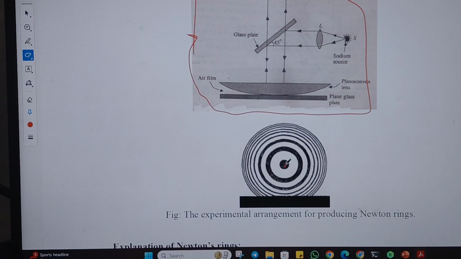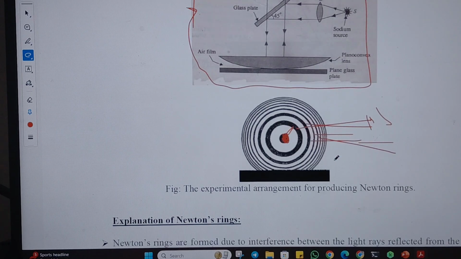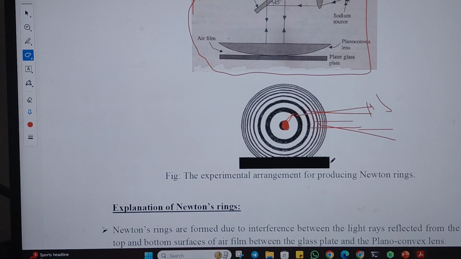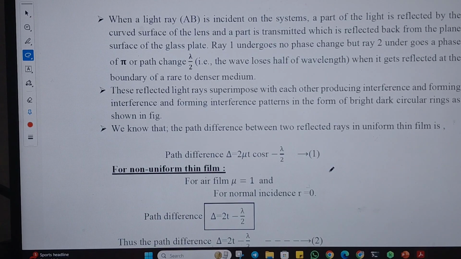Here the rings are formed. Here it is the central dark fringe because of destructive interference, and after that the first dark ring, next second, third, fourth, fifth, up to n number of rings that we can observe in Newton's rings. So this is the experimental arrangement, and we already discussed the explanation of Newton's rings.